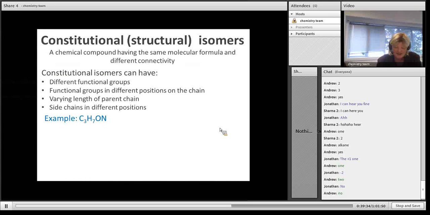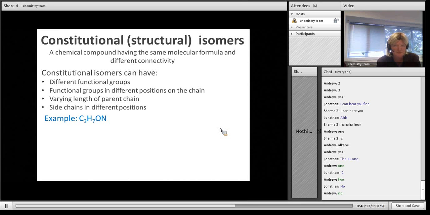With constitutional isomers, because we're just taking the atoms and bonding them in different ways, we can land up with different functional groups. Or we could have the same functional group, but on different parts of the chain. Is it on carbon 1 or carbon 2 or carbon 3? We could have varying lengths of the carbon chain, so we could have, say, 5 carbons in a row, like pentane, or we could take one of those carbons, so we've only got 4 carbons in a row, and make one a side chain. And then we can put those side chains in different positions.